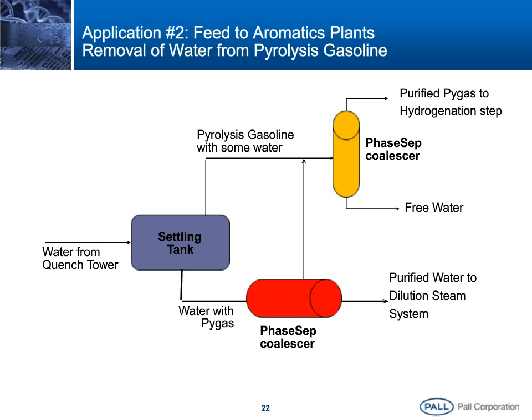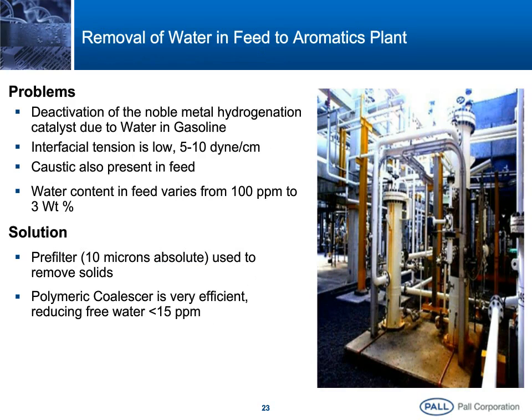So once this water and oil emulsion goes downstream, it goes into a noble metal catalyst, usually palladium, which is used for the hydrogenation reaction of the pyrolysis gasoline to make BTX. Now, the presence of water deactivates this catalyst, and it has to be reactivated quite frequently, which damages the efficiency of the catalyst. The other issue is that the emulsion itself, the water and oil emulsion, is very, very low in interfacial tension, somewhere in the 5 to 10 dynes per centimeter.